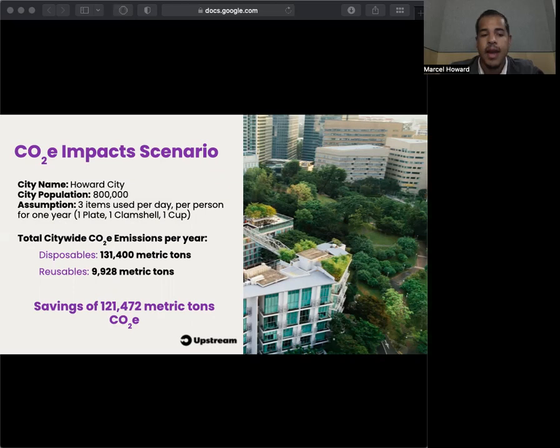Now, using a conservative estimate, we are assuming on average, each person uses one reusable plate made out of ceramic or porcelain, one reusable clamshell made out of polypropylene, and one glass cup a day for 1 year. In this scenario, this would equate to about 9,928 metric tons of CO2 per year if everyone used these 3 items per day. This equates to a savings of about 121,472 metric tons of CO2. This shows that even when using a conservative estimate, reusables bring substantial environmental benefits. Specifically, reusables produce a substantially lower amount of CO2 emissions than their disposable counterparts.